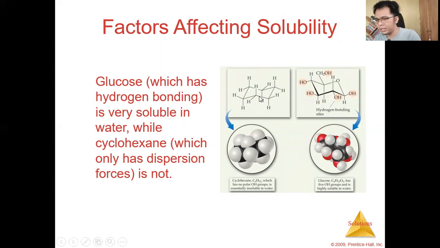Molecular structure similar. Pero ba't yung cyclohexane is hindi na-dissolve dun sa water? Samantalang itong glucose na dissolve. Kasi nga ito, it is a dispersion force. It doesn't contain a hydrogen bonding. When we say hydrogen bonding, the O and F is bonded to the hydrogen. Kasi nga, yun yung most electronegative atoms present in the periodic table.